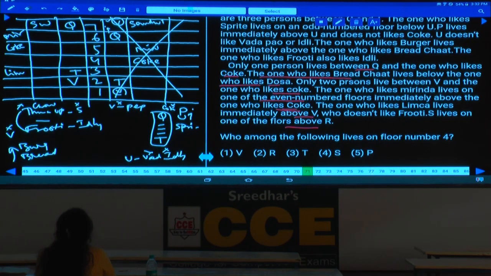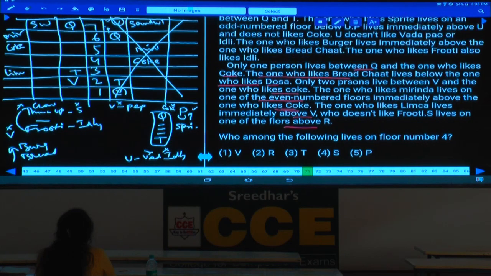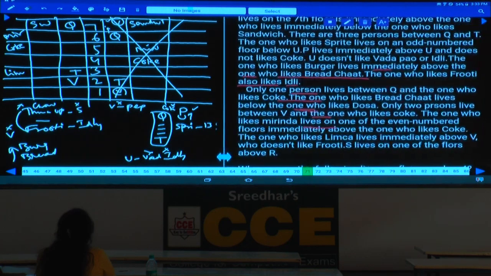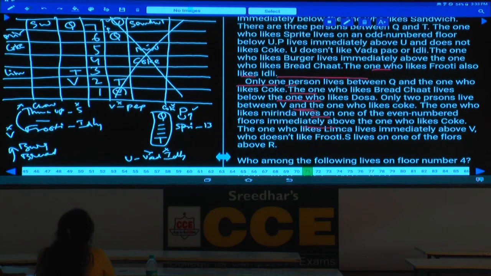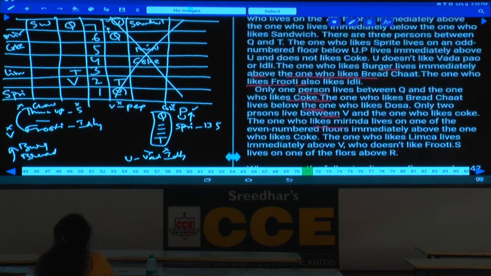And now U and P must be adjacent to each other, isn't it? And the one who likes Sprite lives on an odd number floor, isn't it? Odd number floor, and the person who likes Sprite must be on either 1, 3 or 5. 3 and 5 are completely occupied by Limca and Coke respectively, and the Sprite must be on the first floor. If this Sprite is on the first floor, then U and P must be adjacent to each other, isn't it? As they are adjacent to each other, U and P cannot be on this. And is there any person who is on an odd number, U and P?